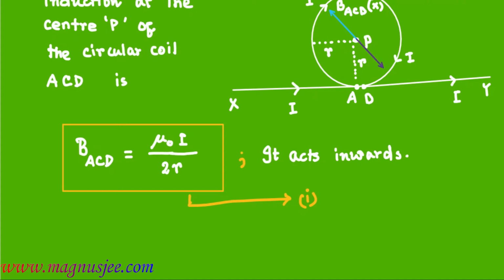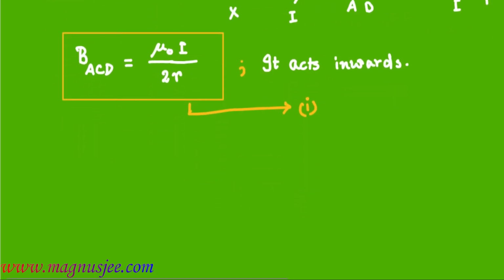Similarly, the magnetic field induction at the point P at a distance r from the long straight conductor XY will be BXY, which will be acting outwards. P is the center, and at the point P, the magnetic field induction due to the long straight conductor is BXY, and that will be acting outwards, because with respect to the direction of current I flowing through the long straight conductor, the point P exists on the left hand side. That's why this magnetic field induction will be acting outwards.